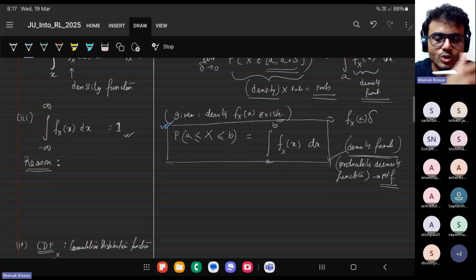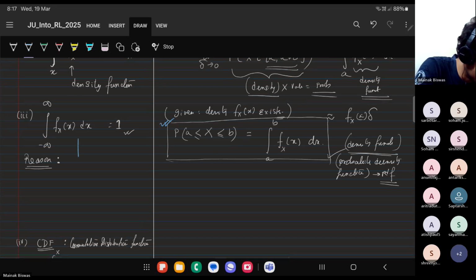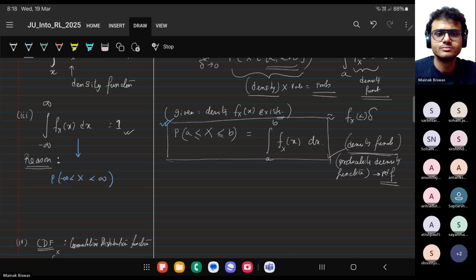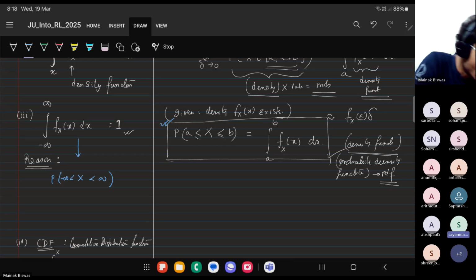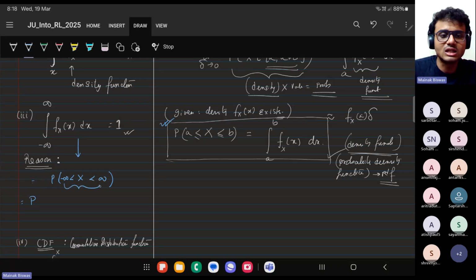Minus infinity to infinity means this integral is the random variable x being between minus infinity and infinity, right? Do you agree? Yes, yes, yes, sir. Great. So what does this mean? We have defined, when we talk about this event, what is a probability function actually defined on? Recall.